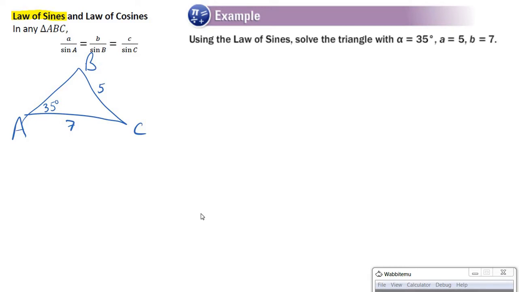Alright, so another example here with the law of sines. Now that previous one we had two angles given and a side. Those are nice because if we know two angles, it's easy to find the third angle. Law of sines, you're quick, you're good to go.